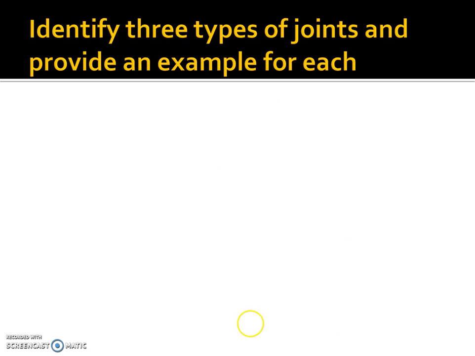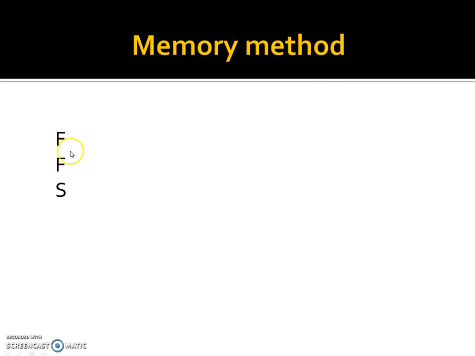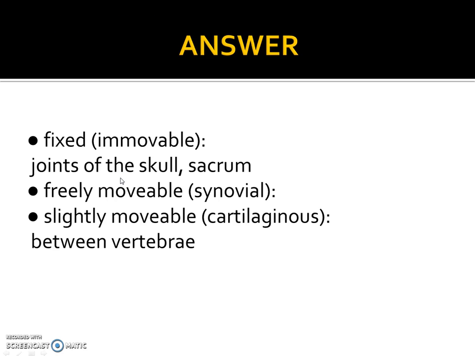Okay, so starting off, question 1. Identify 3 types of joints and provide an example for each. There are 3 different types of joints. Pause if you know it. Memory method: what we used yesterday should lead you to be able to answer it. Pause again and write if you know it. Going on from there, your answer should be as follows. You can check and see if that is correct or not.